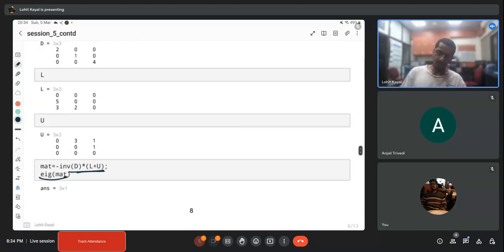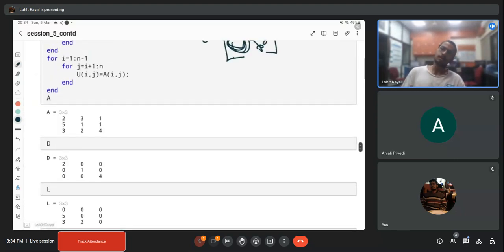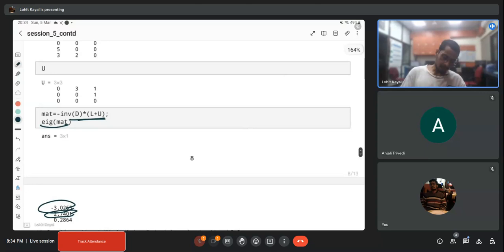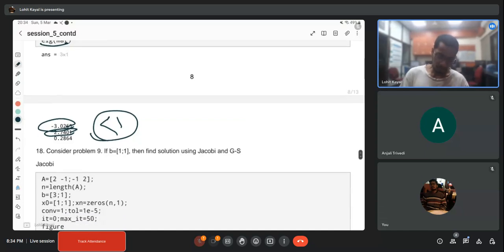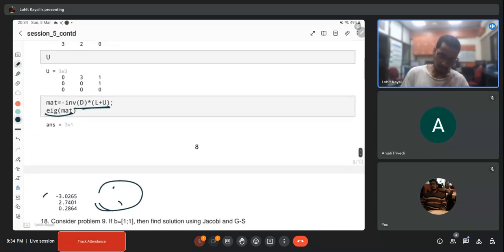So to check the convergence criteria, you may find some matrix where it is not diagonally dominant but the solution converges. Why? Because in that case all eigenvalues will be less than 1. You may come across this kind of matrix sometimes, so every time you need to check this convergence criteria.